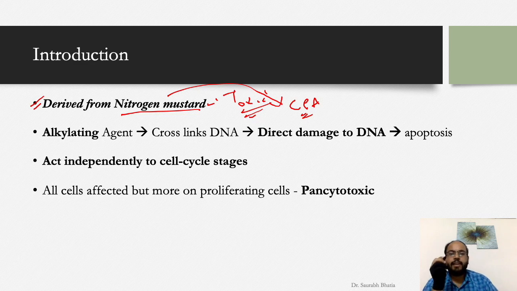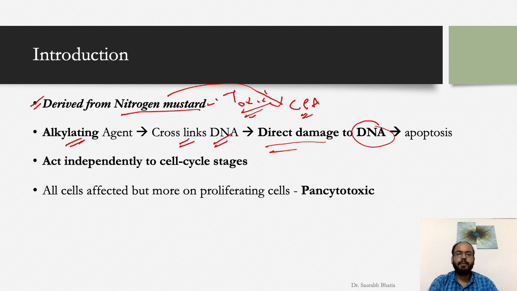Now, the way cyclophosphamide acts is because of its alkylating nature. What it does is it introduces a lot of alkyl groups in the DNA, and that leads to cross-linking of DNA. Now, this cross-linking of DNA makes the DNA unsuitable for the regular functioning of cells, and this leads to damage to the cell. Subsequently, because of direct damage to DNA, the cell undergoes apoptosis.